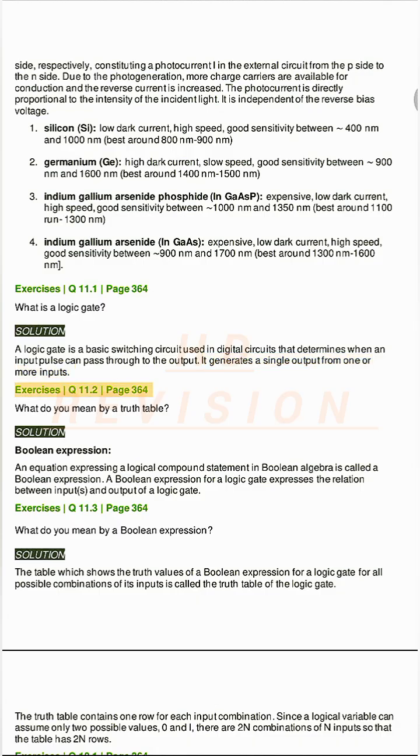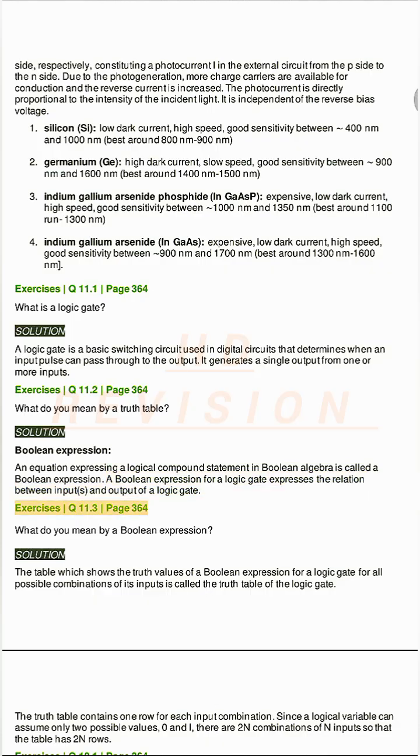Exercises Q11.2, page 364. What do you mean by a truth table? Solution. Boolean expression. An equation expressing a logical compound statement in Boolean algebra is called a Boolean expression. A Boolean expression for a logic gate expresses the relation between inputs and output of a logic gate.